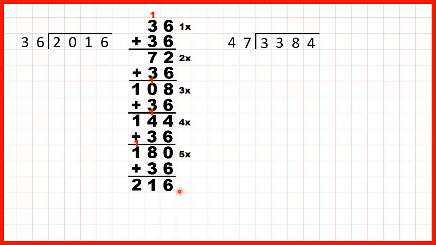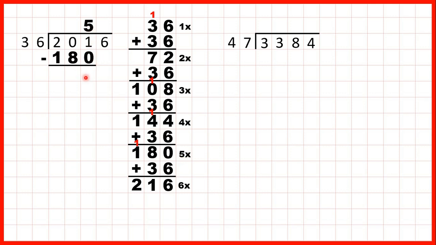That gives us 216 for 6 times, so we know that the closest number to 201, which is still less than 201, is 180. So we can write that below the 201, and because that's 5 times, we can write 5 in our answer line.